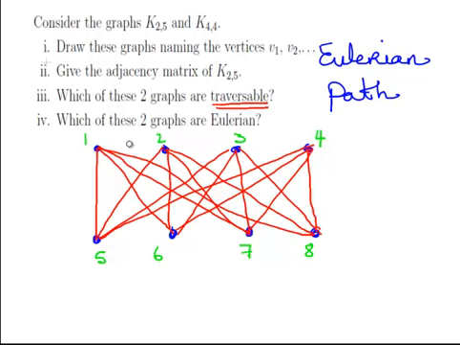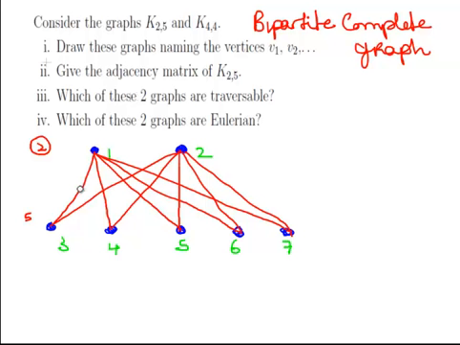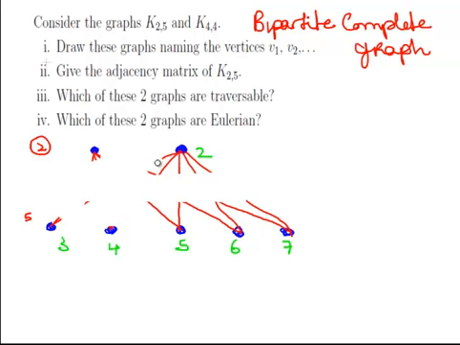What I'm going to do is take this off. I'm going to do it for K2,5 here. So I'm going to go back here, and get rid of a couple of these edges. I'm going to draw them in again. I'm just going to rub them out and leave the vertices, so it makes a bit clearer what I'm doing as I go along. So we're looking at traversable graphs.